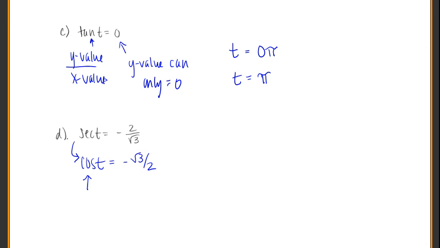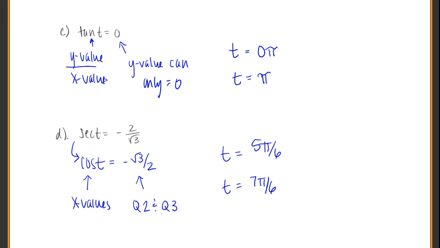So this is dealing with our x values. And x values are negative in quadrants 2 and 3. Well, in quadrant 2, cosine is going to have that negative square root of 3 over 2 as its x value in that coordinate at, let's see, that's going to be 5 pi over 6. And then in quadrant 3, it's going to have that negative value at 7 pi over 6. And those are my two answers for t for that last example.